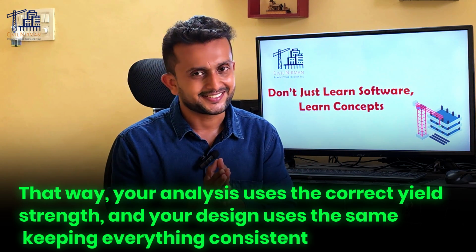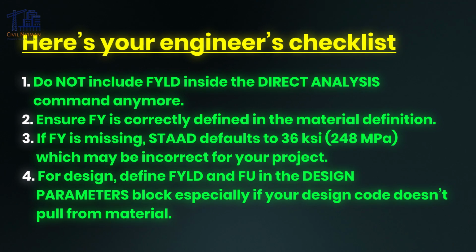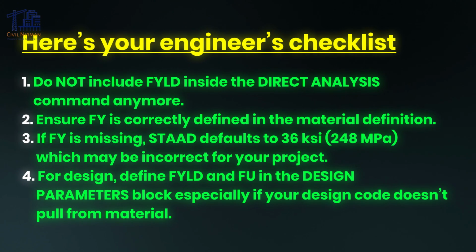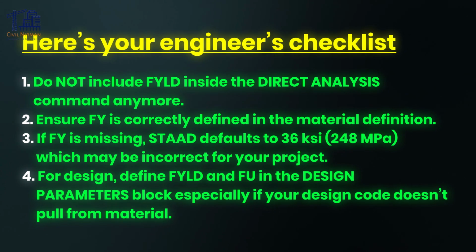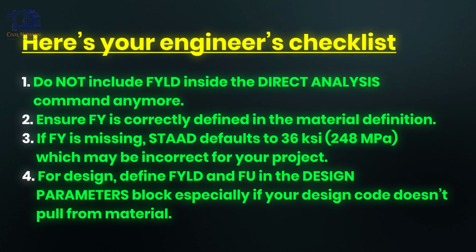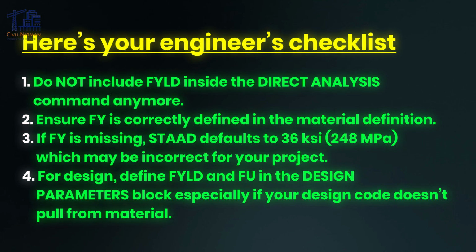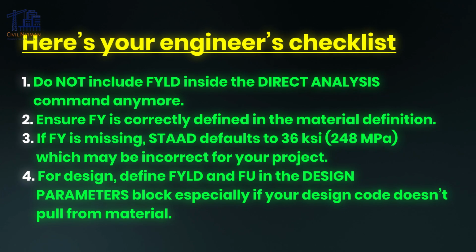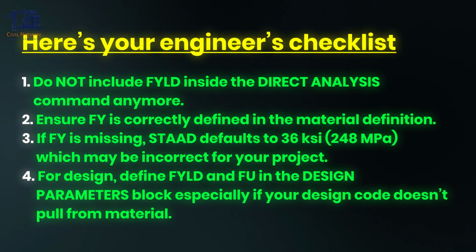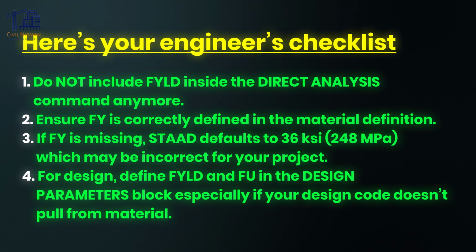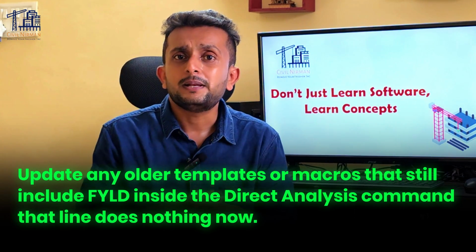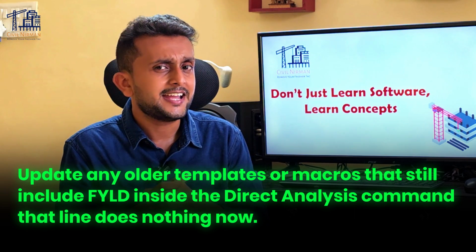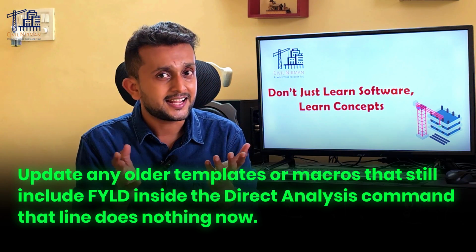So here is the quick summary and one practical tip. First, do not include FYLD inside the direct analysis command anymore. Second, ensure FY is correctly defined in the material definition. Third, if FY is missing, STAAD by default uses 36 KSI, that is 248 megapascal, which may be incorrect for your project. Fourth, for design, define FYLD and FU in your design parameters block, especially if your design code doesn't pull from materials. And here is the bonus tip. Update any older templates or macros that still include FYLD inside the direct analysis command. That line does nothing now.